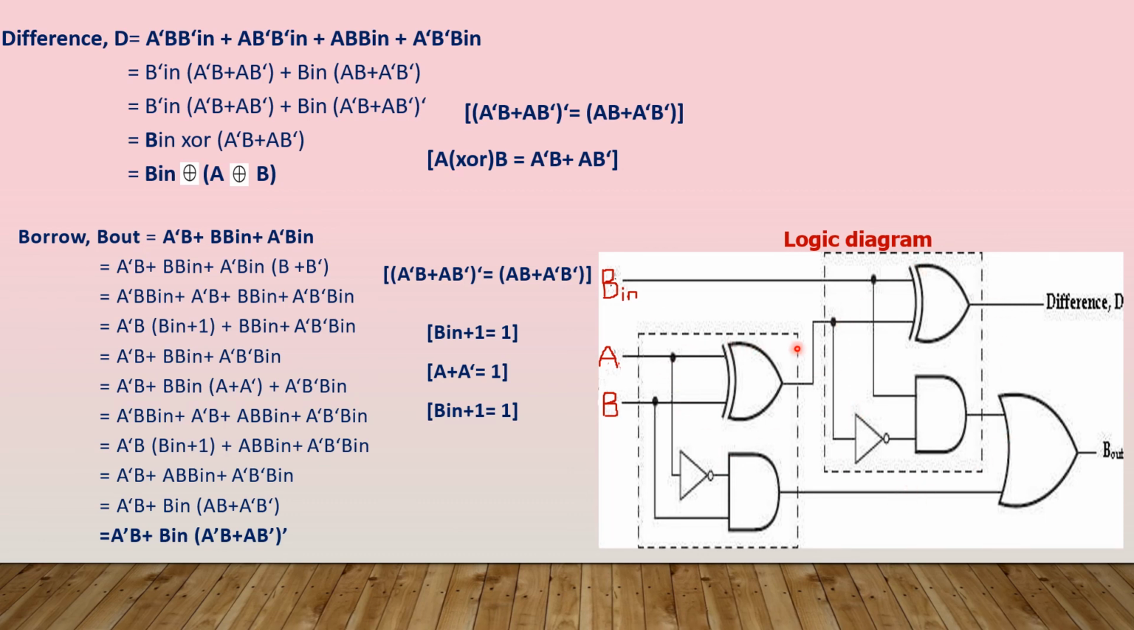Now we can implement the full subtractor using two half subtractors. If you look into this diagram, this is one half subtractor, this is the other half subtractor. And finally we'll be adding one more OR gate here. Now this output is nothing but the difference, which will give you this expression, that is B in XOR A XOR B. Similarly B out will give you the simplified expression here. Thank you all.